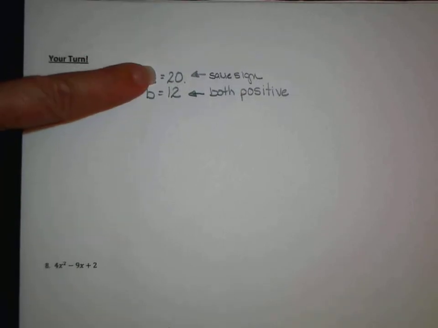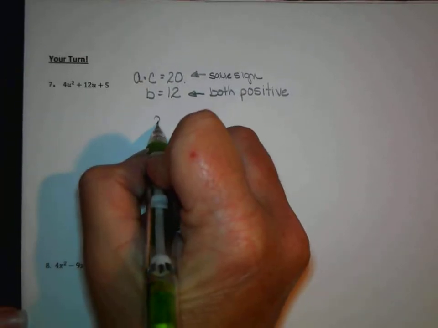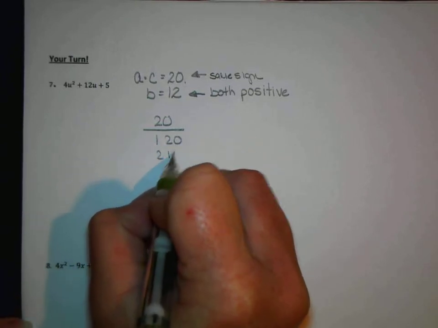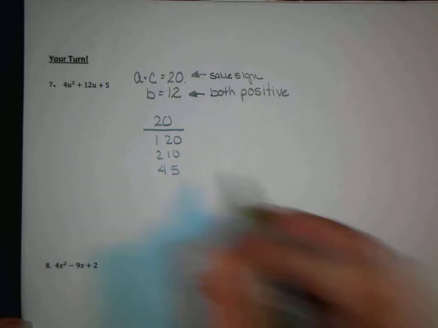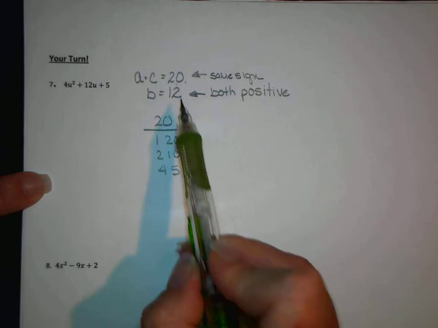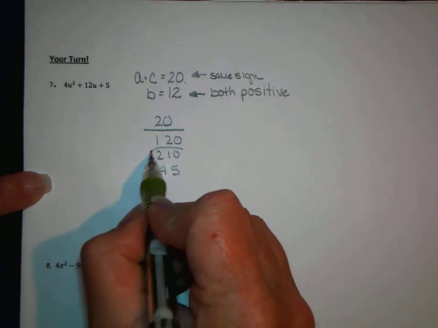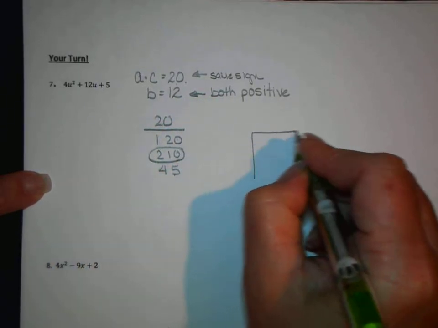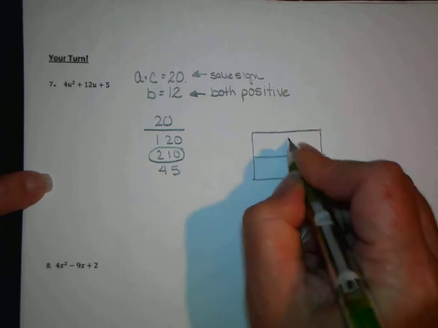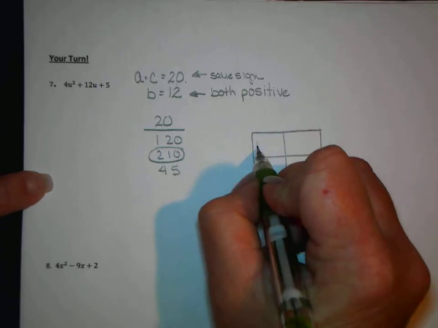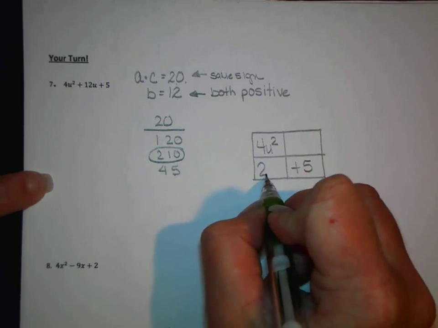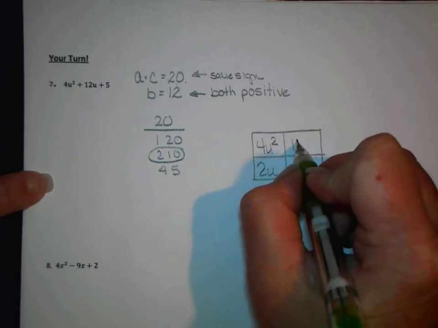All right, list your factors of 20. Factors of 20: 1 and 20, 2 and 10, 4 and 5. Okay, you're looking for a combination that when you multiply them together, you get 20. There's 3 possibles. But when you add them together, you get 12. Well, there it is right there. Draw your boxes. Lead term in the first, end term in the last. Split the middle. Make sure you add your U in there. Often forgotten. Take your GCF out.